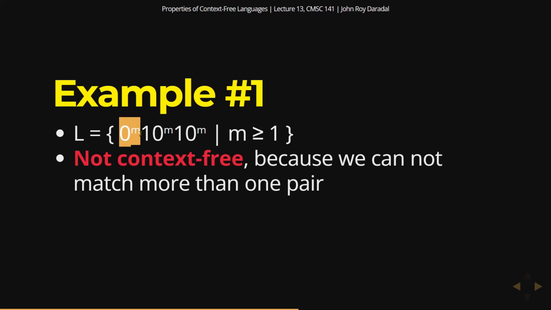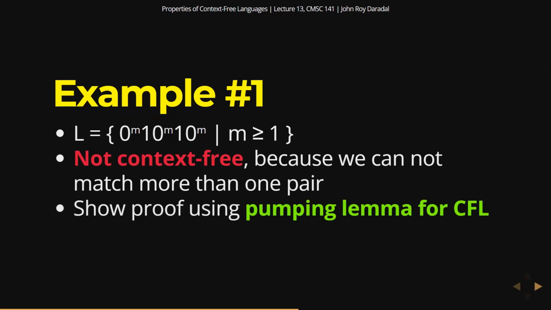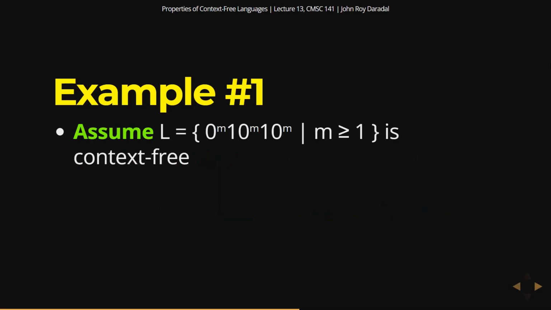So take note that the number of zeros in these three places has to match, right? The number of zeros here has to match the number of zeros here, and has to match the number of zeros here. And then they have the one dividers in between to denote where it should stop. Since the intuition for CFL is that it can only count two things, we can't do that here because we have to count in three places. So this is not context free. But we will show proof using the pumping lemma to make it more formal.